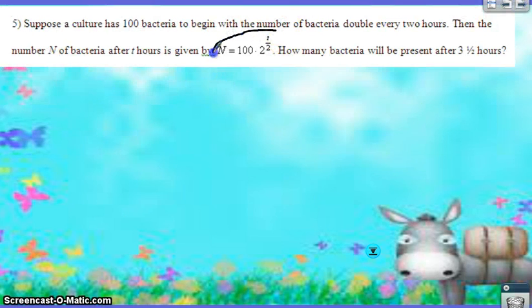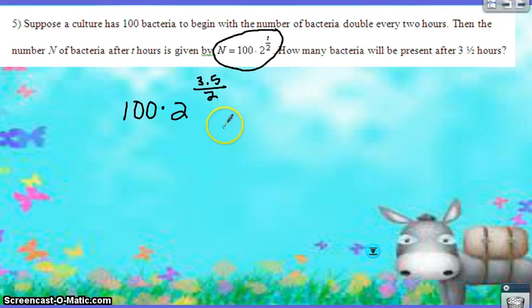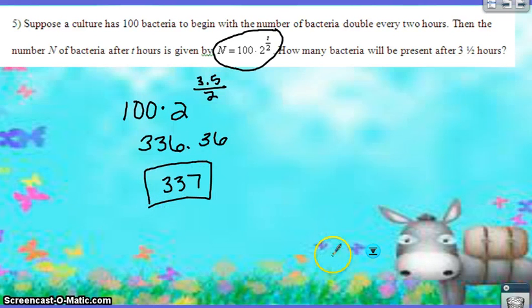For the last one again, you're looking for this formula right there. It says, suppose a culture of 100 bacteria to begin with doubles every 2 hours. Then the number n of bacteria after t hours is given by this. How many bacteria will be present after 3.5 hours? Well, there you go. 100 times 2 to the 3.5 over 2. Time is 3.5 hours. You might want to evaluate this part first, then multiply by 100. I get 336.36. This is bacteria, so it's probably 337.